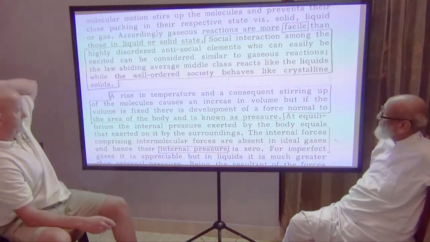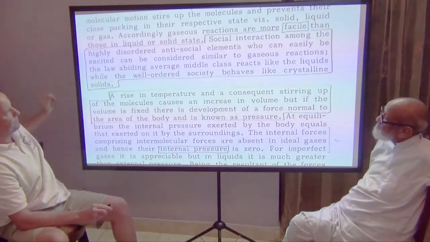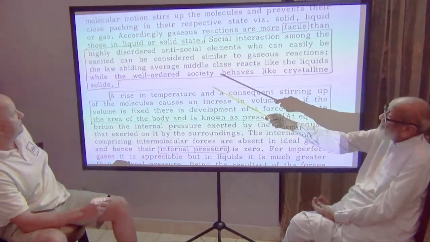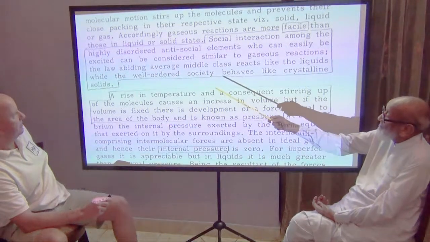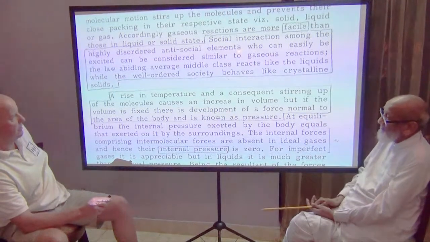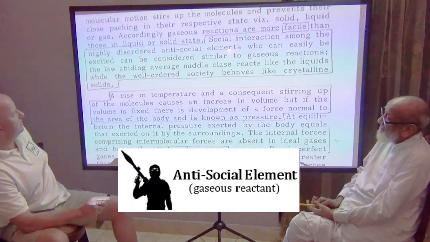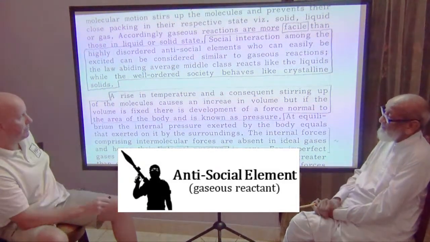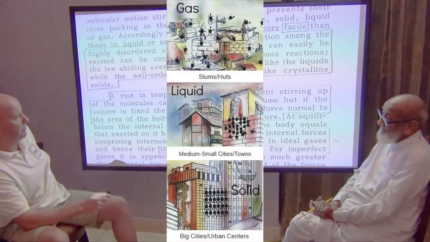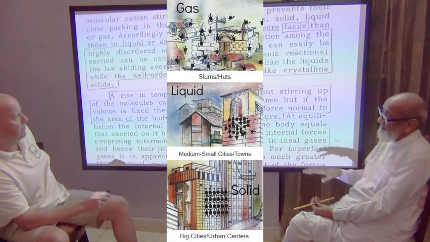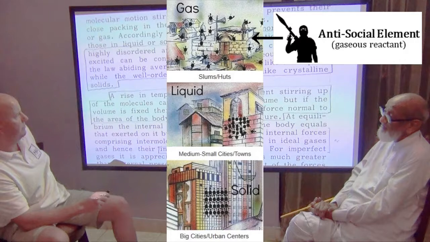Okay, let's take a look at this one here, so we can learn about internal pressure. You say this: highly charged social elements who can easily be excited can be considered similar to gaseous reactions. Again, that antisocial element is the terrorist, similar to a gaseous reaction. You just have to live in a neighborhood, in a slum, where good people and the evil forces live together, side by side, in each other's neighborhood.